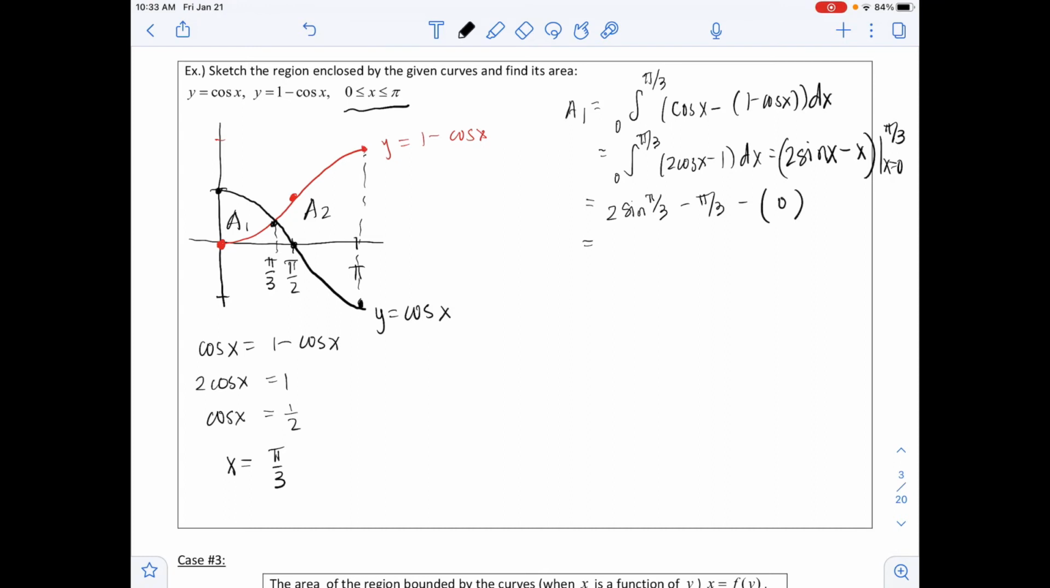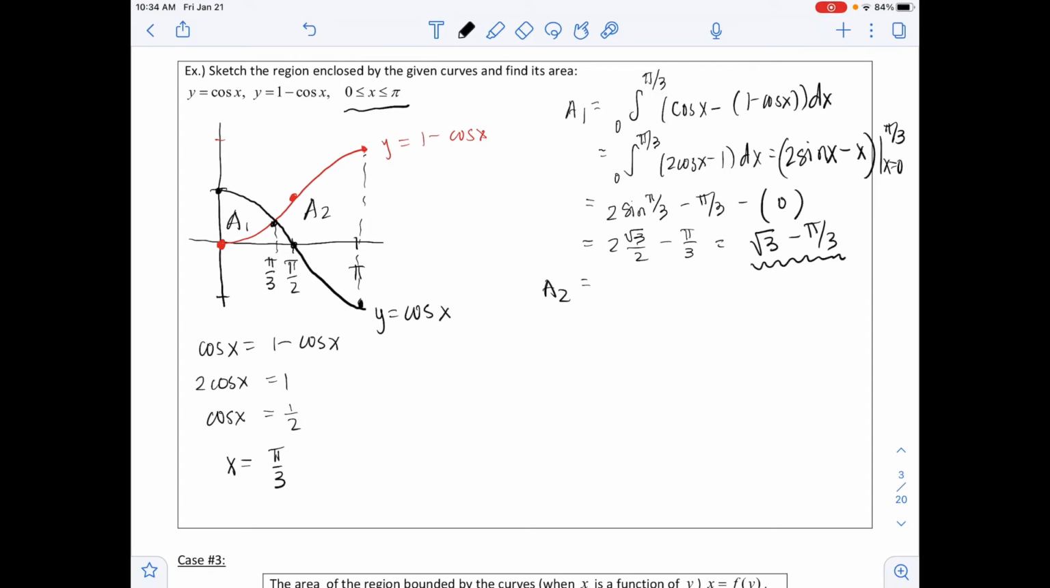And then thinking of your unit circle, sine of pi over 3 is equal to rad 3 over 2 minus pi over 3. And so this simplifies to rad 3 minus pi over 3. This is not my answer. This is just one of the areas of that first region that we have, which was between 0 and pi over 3. We still need to find the area of our second region, which we call A2.